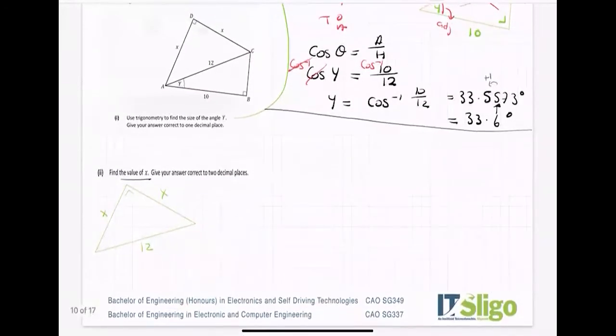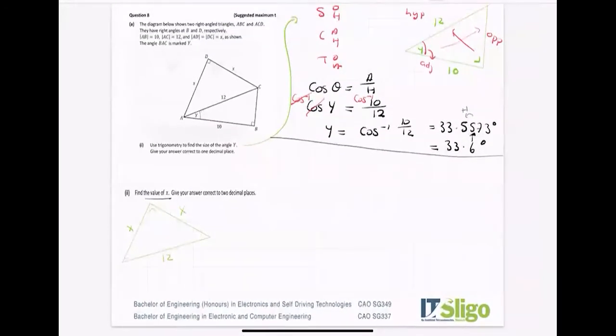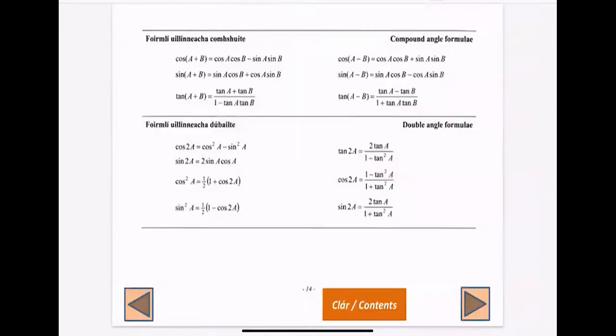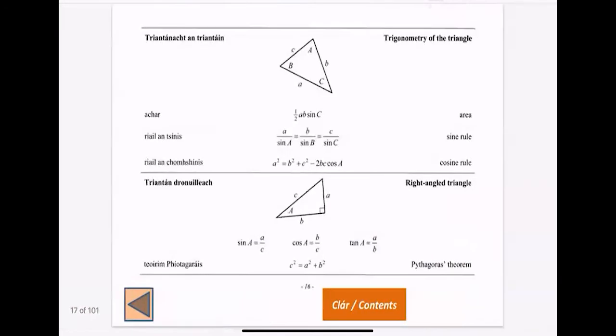Okay, so when I see this, I see 3 sides. I don't have any angles, so this isn't a sine, cos, tan question. So if I go to my log tables and look at the tools I have for right angle trig, they're all down the bottom, page 16. I have sine, cos and tan, but I also have Pythagoras' theorem.